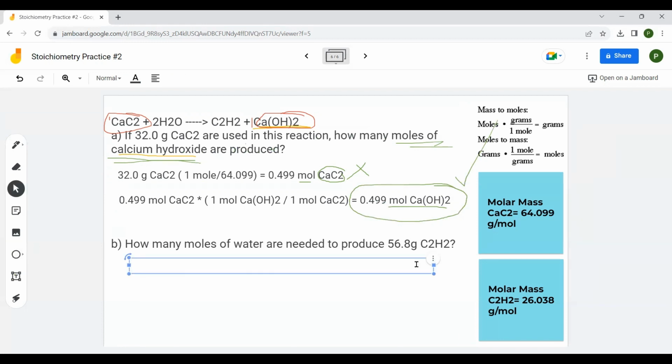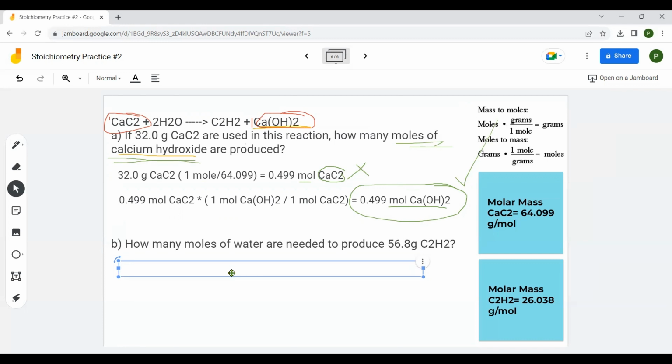Coming down to part B, we're going to see how many moles of water are needed to produce 56.8 grams of C2H2. Much like in the first part of this question, we are going from grams to moles. And we're going to do that conversion first because when we work with our ratios, it needs to be in moles. So we have 56.8 grams of C2H2. And we want to convert that into moles.